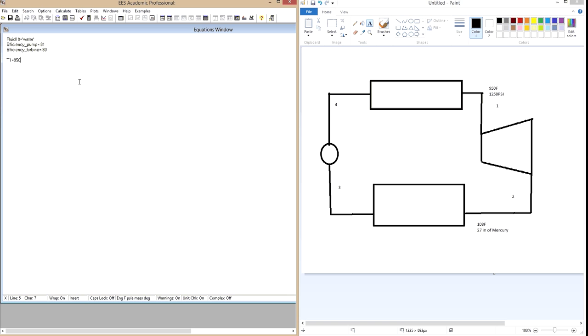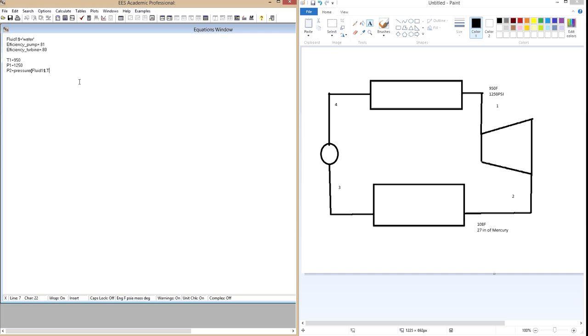T1 equals 950 degrees Fahrenheit. P1 equals 1250 psi. And I can even call up P2, that pressure after the turbine. Now I'm going to have to use my function, so pressure, and in this case I'm going to do fluid$1, and I have to give it its two conditions.